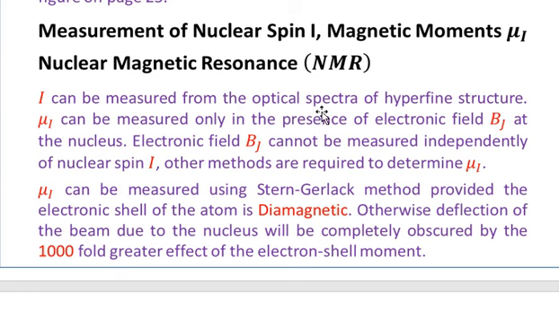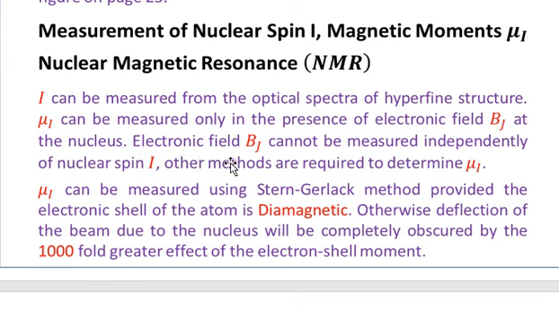I can be measured from the optical spectra of the hyperfine structure. You see that here in this chapter, when I am talking about hyperfine structure, it means I am talking about nuclear hyperfine structure by taking into account the nuclear spin I and the nuclear magnetic moment mu I. So I can be measured from the optical spectra of the hyperfine structure. Mu I can be measured only in the presence of the electronic magnetic field Bj at the nucleus.